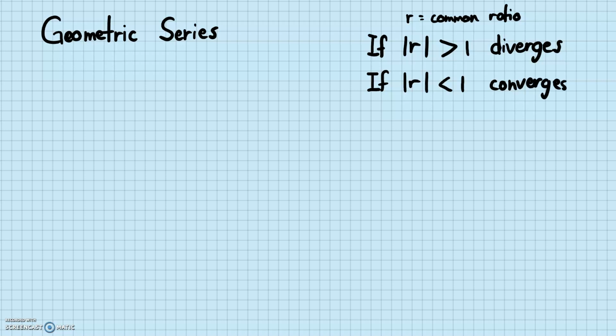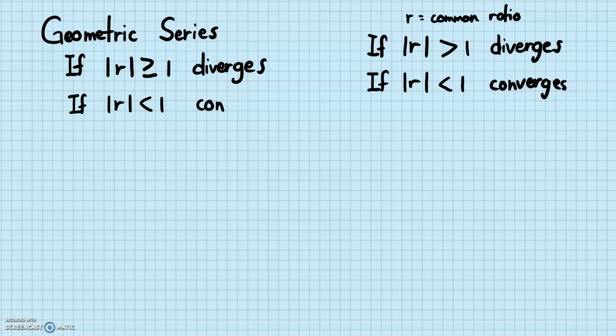The value of the number became smaller and smaller. And it's very similar for geometric series. If the absolute value of r is greater than or equal to 1, then it diverges. If the absolute value of r is less than 1, then it converges. So the only difference is that it has this little equal to sign for the series.